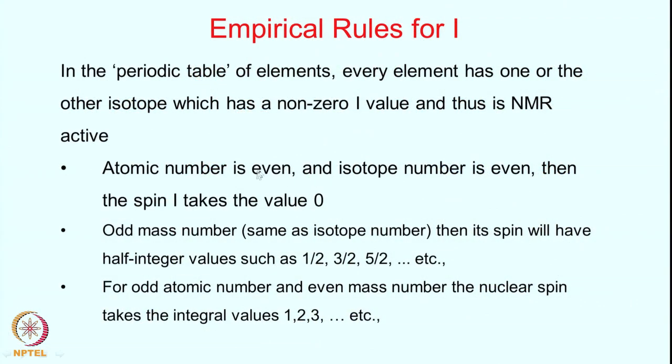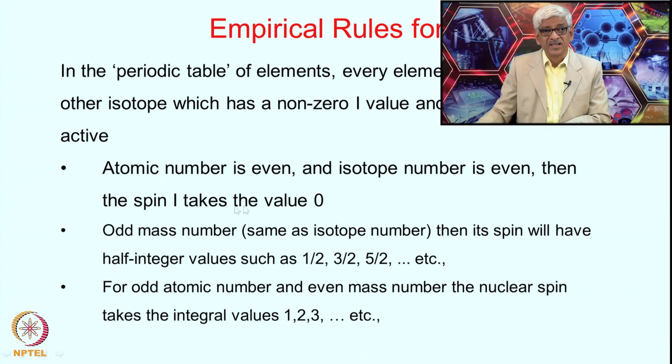There are some empirical rules for the calculation of I. What values does I take? How do we know which nucleus has what value? As I said, this comes as a result of the nuclear theory, but there are some empirical rules which have been found to be valid, which allow us to calculate the I value for any given nucleus. If the atomic number is even and the mass number is even, then the spin I takes the value 0. If the mass number is odd, then its spin will have half integer values such as half, 3 by 2, 5 by 2, etc. For odd atomic number and even mass number, the nuclear spin value takes the integral values 1, 2, 3, etc.